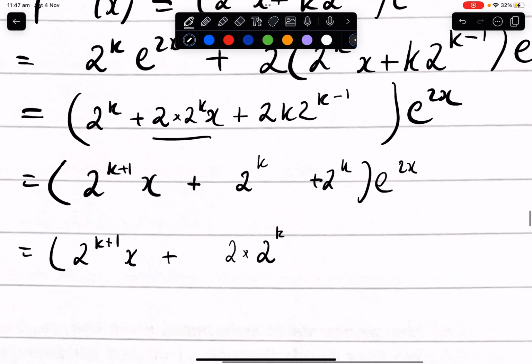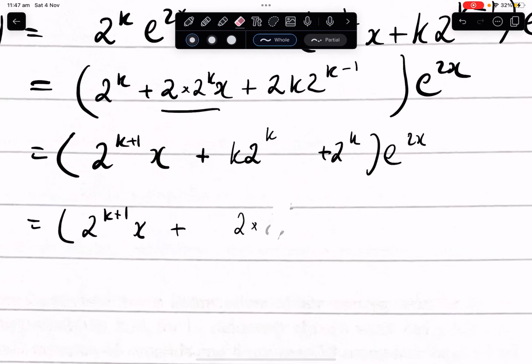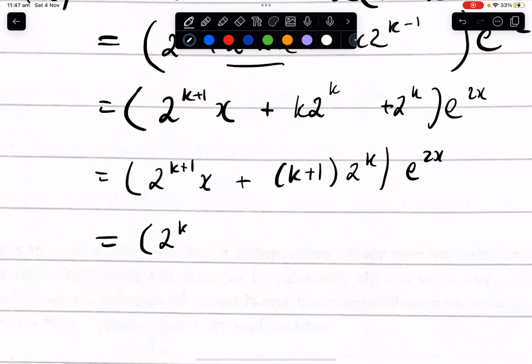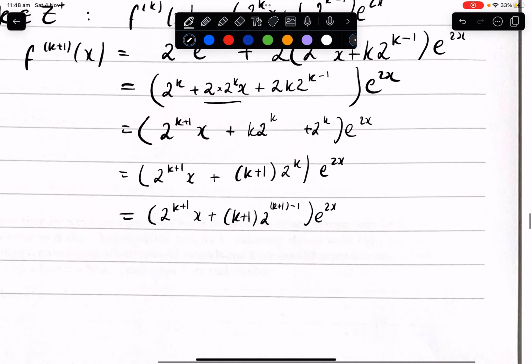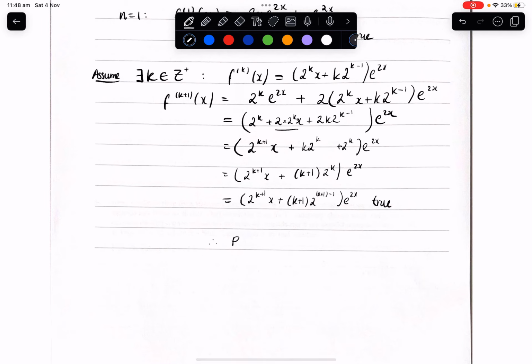Okay, yeah. Sorry, I've forgotten this k. So now if you take 2 to the k as a common factor, you get k plus 1, which is what we want. And then e to the 2x. And you can write that as 2 to the k plus 1 x plus k plus 1, 2 to the k plus 1 minus 1, e to the 2x. And that's true. So therefore, proved by induction, QED.